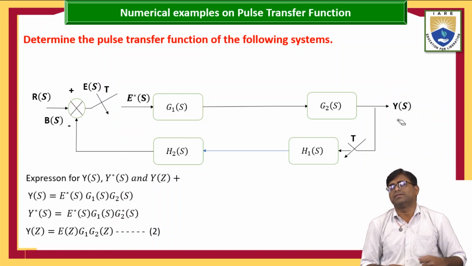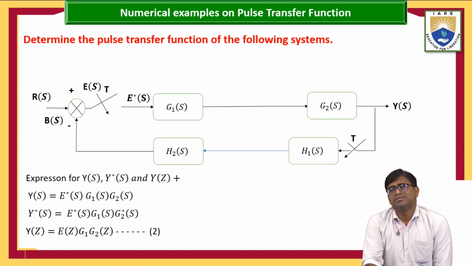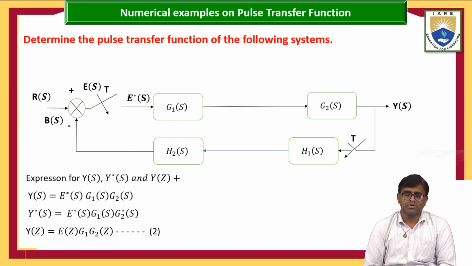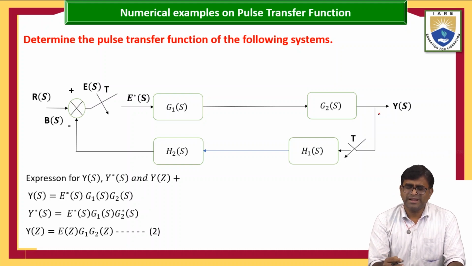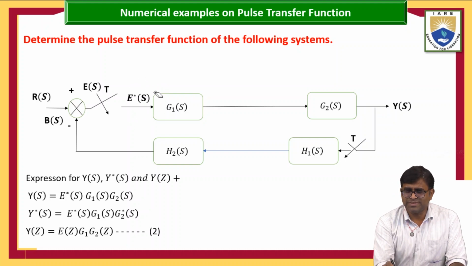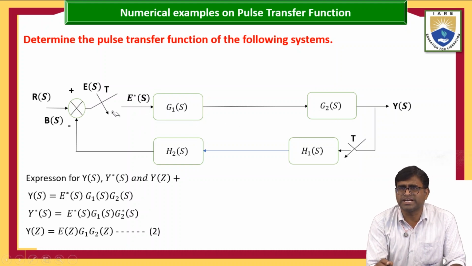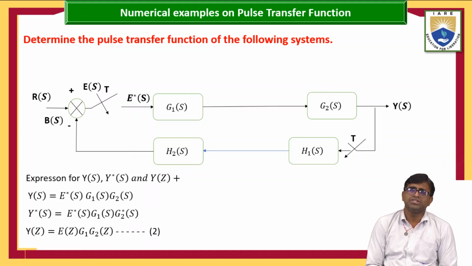Now, second block. I want to find here Y of S. For that, the pulse function, that is Y star of S, and finally the Z transform, that is Y of Z, the output. So, coming to Y of S, what is the Y of S? Here E star of S is coming, and this E star of S, G1 of S and G2 of S are in cascade connection. So Y of S is nothing but E star of S into G1 of S into G2 of S.